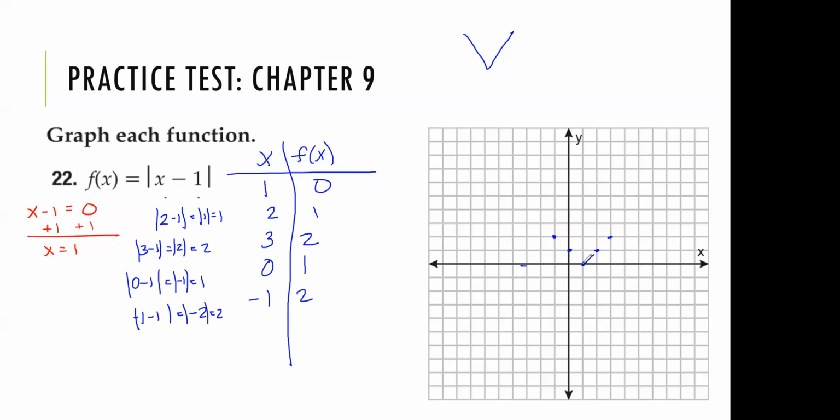So I can see that my V shape is going to look like this. Okay, and it's just going to keep going in those directions.